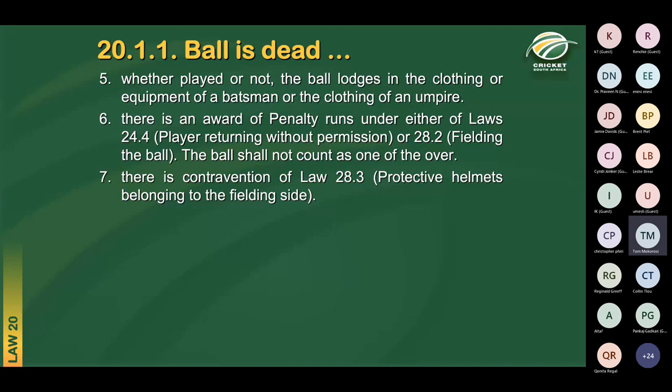Even though the ball becomes automatically dead, it is good umpiring practice to call and signal dead ball because not all of the players would have seen the ball hitting the helmet. And teamwork is quite important in this particular incident because the bowler's end umpire might not see the ball hitting the helmet because the wicketkeeper is likely to be obstructing the view. So the striker's end umpire should call and signal dead ball if the ball hits the helmet placed behind the wicketkeeper.